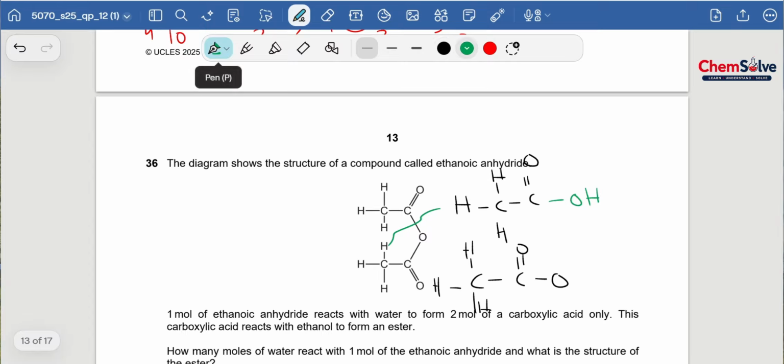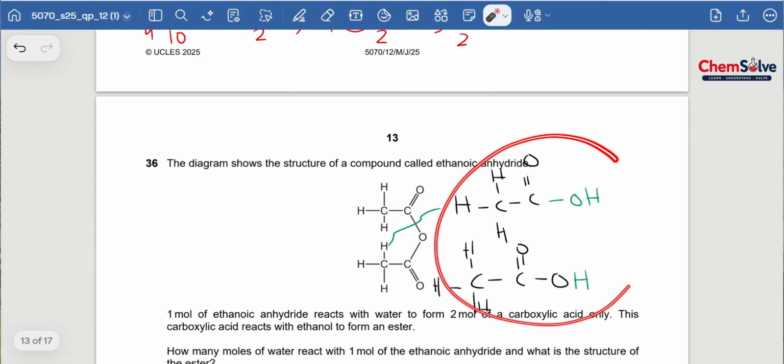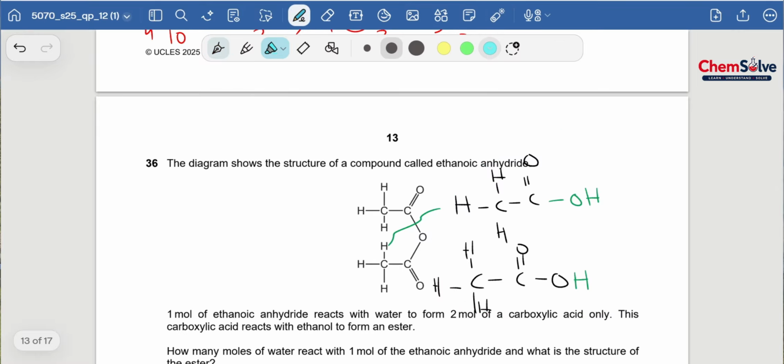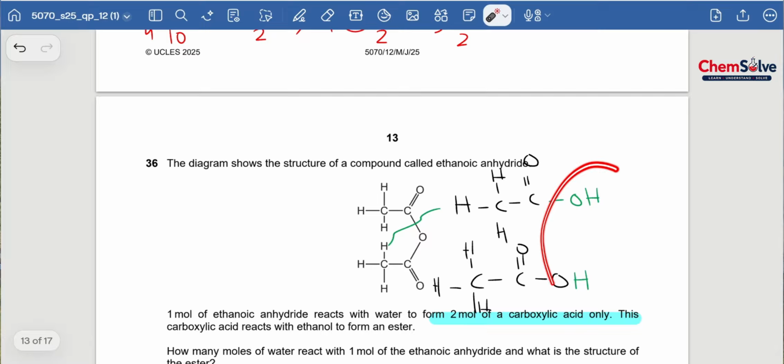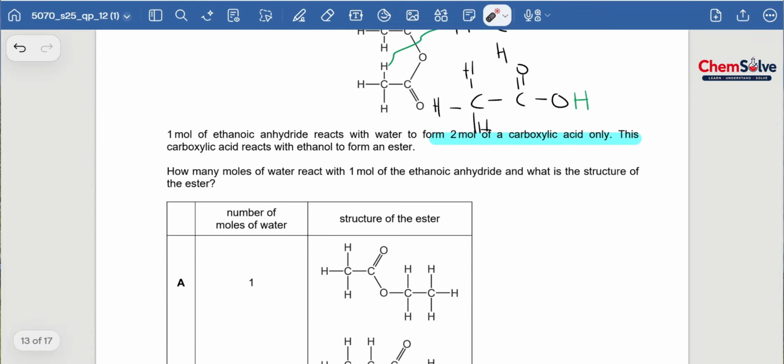And H from the water will be added here. So as you can see, both of them are the carboxylic acid. So according to the question, we have got 2 moles of the carboxylic acid only. And you can see that I used 1 water molecule here. So let's look at our options.